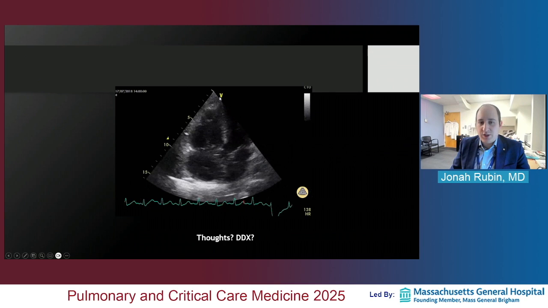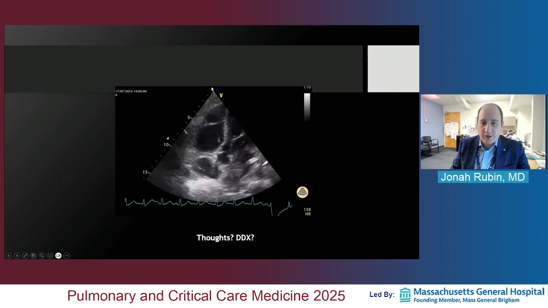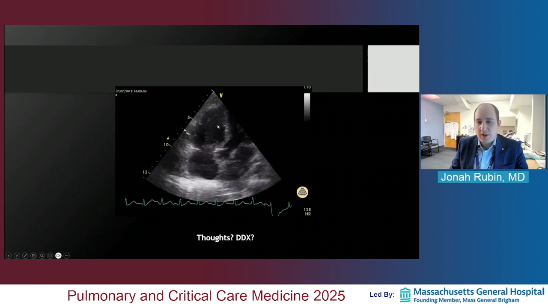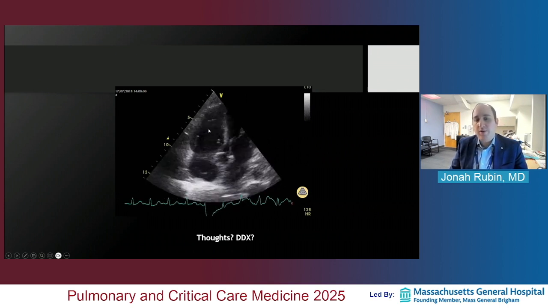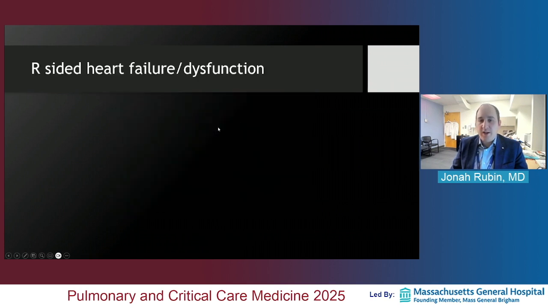This specific constellation of findings, where the apex is moving in, the annulus is moving, but the RV overall is not pushing in much, is actually called McConnell's sign. But you don't have to know about McConnell's sign to recognize that this RV is large and not pushing in well. So we're very worried about the RV here.